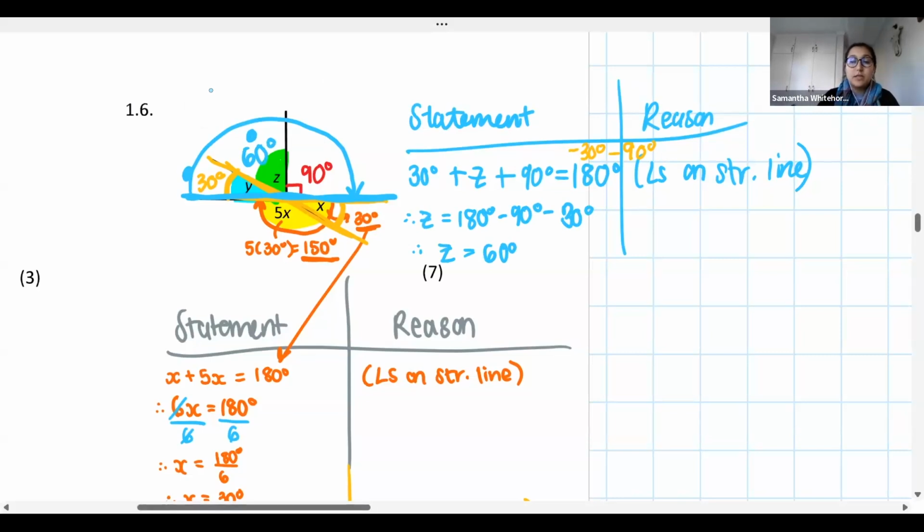And all I've done, once again, is used my reasons that I know. Angles on a straight line, vert-opp angles. Sometimes we can use angles around a point. In a situation like this, you could have definitely found z using angles around a point. Again, it all goes back to what do you see in your diagram and how can you use the information that you have in order to work out whatever it is that you're missing.